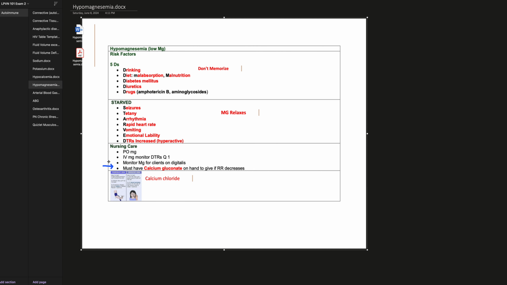So nursing care, you can give PO magnesium. You can give IV magnesium. Monitor the DTRs, deep tendon reflexes, every 1 hour. Monitor magnesium for clients on digitalis as well, because it can lead to toxicity. So you must have calcium gluconate or calcium chloride on hand to give if the respiratory rate decreases when you're giving magnesium, okay? Because you can overcorrect when somebody's getting magnesium and it will decrease the respiratory rate because remember, magnesium's a sedative. So calcium gluconate will be the rescue drug for that.